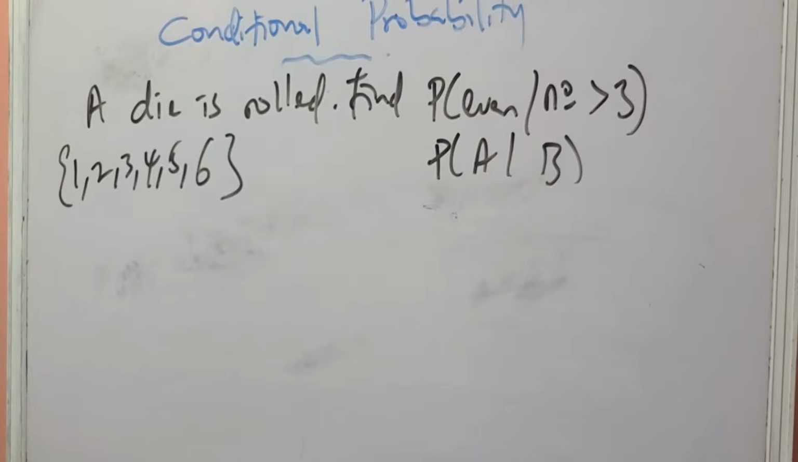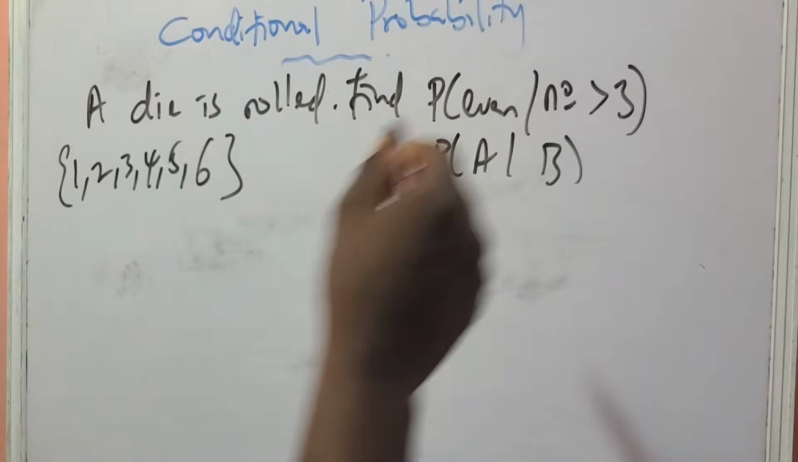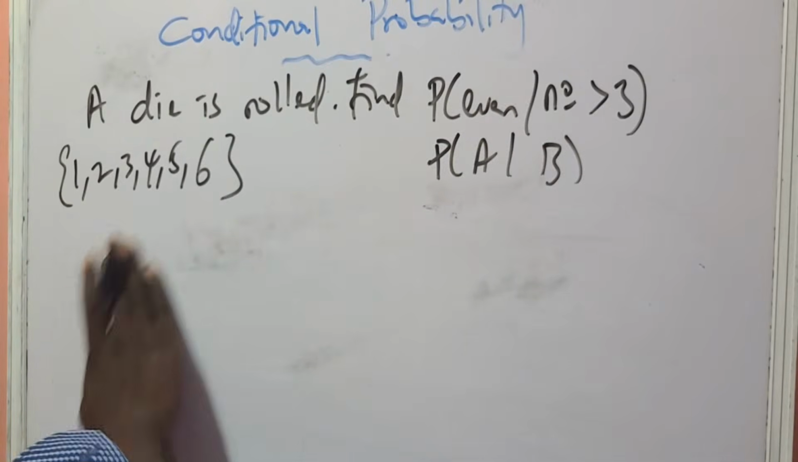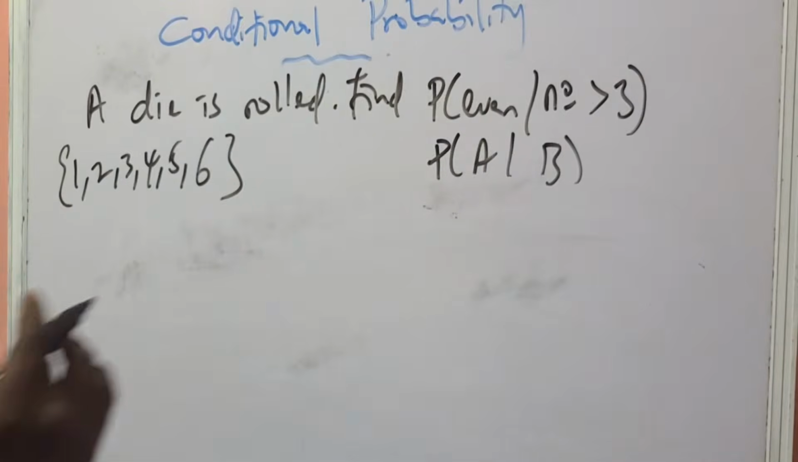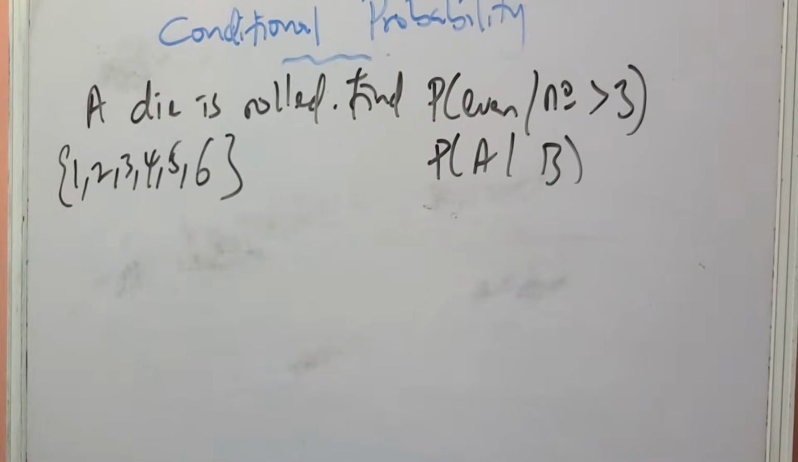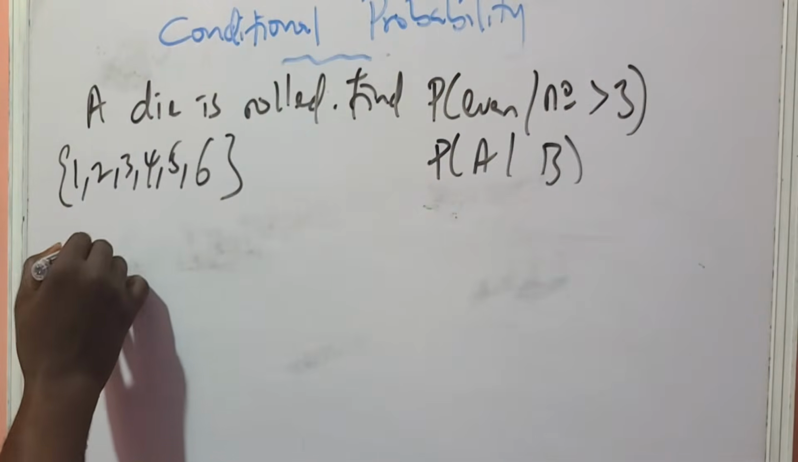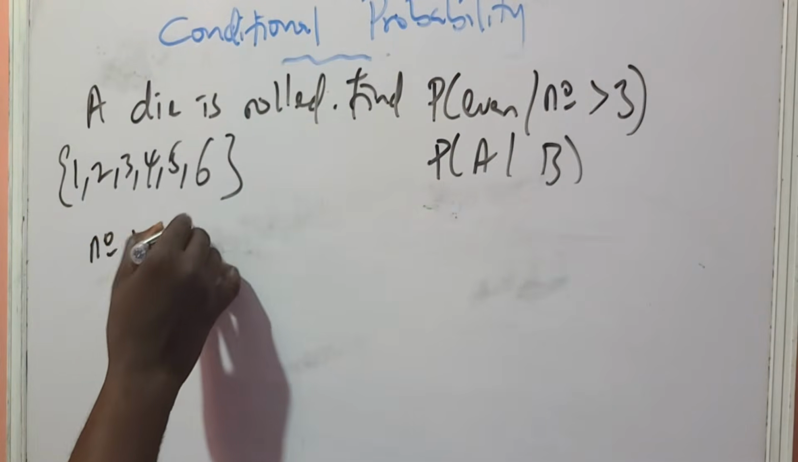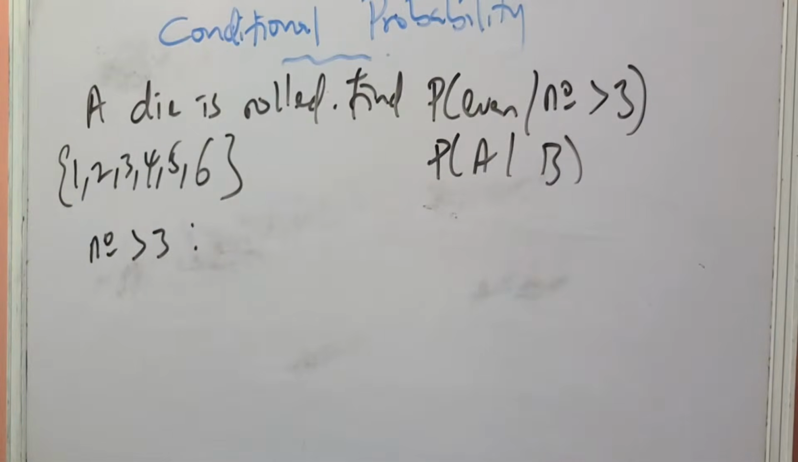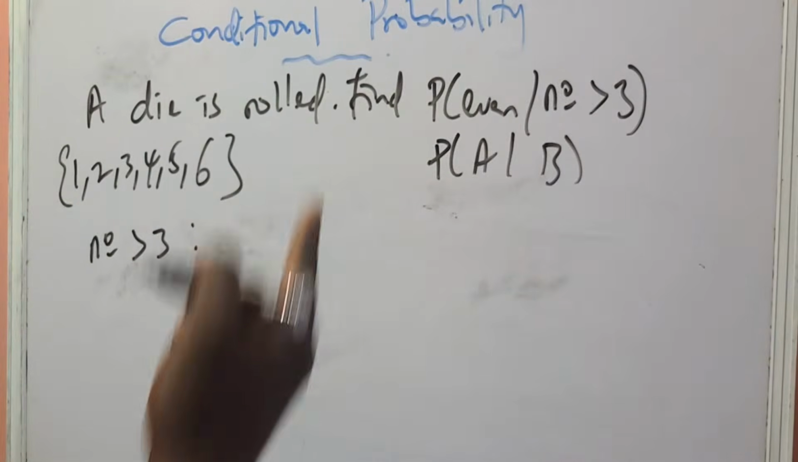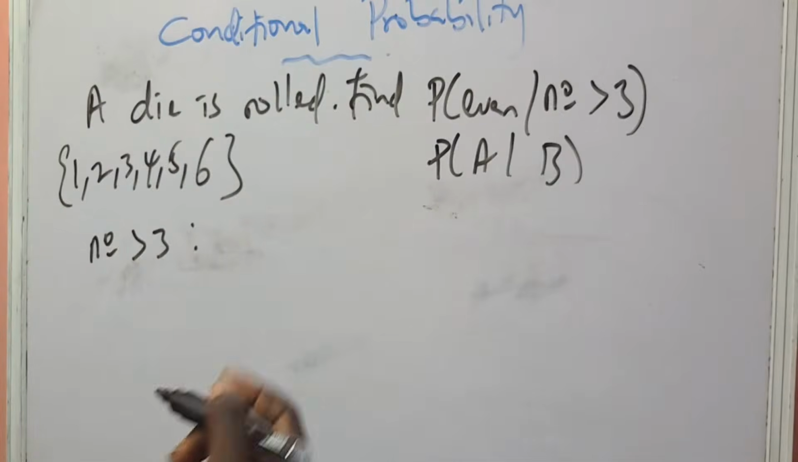Some people are writing 2/3. Some people are writing, I saw 1/2 there. All right, let's see how this goes. So probability of even, for you to find this, let's probably try and find the new sample space first. What is number greater than 3? What is the event space for number greater than 3? We didn't say number greater than or equal to 3. We say greater than 3. Please note all those things. Greater than and greater than or equal to is different from just greater than.